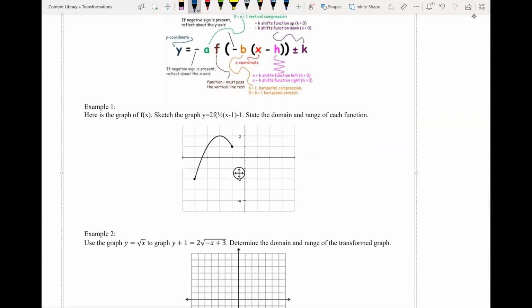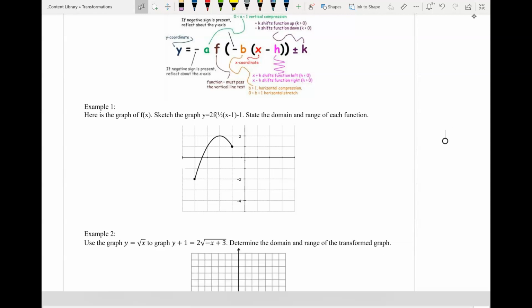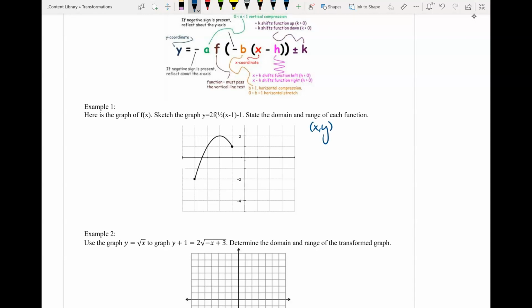In example 1, we are given the graph of f of x, and we want to find the transformed graph. What we're going to do is find our new transformation for each point. So I'm going to write my x, y point in terms of my transformation. What's being affected by the x is this half here, and then this -1.